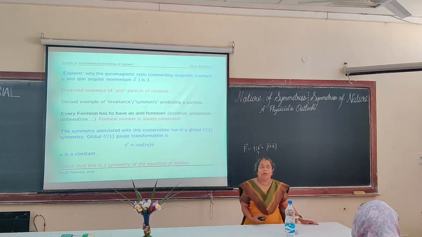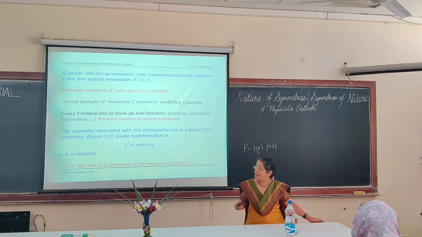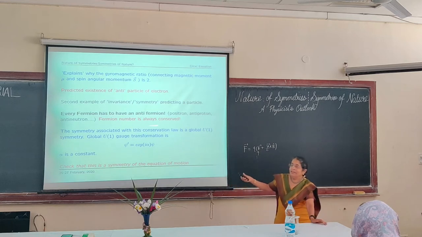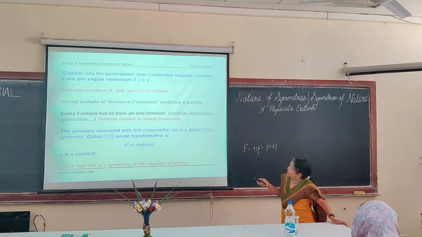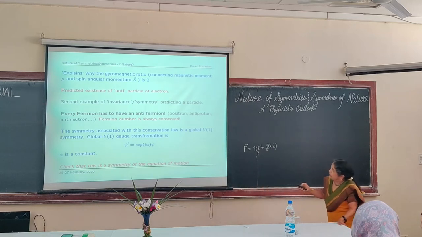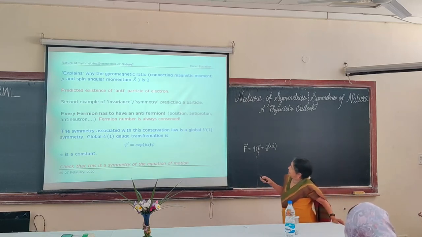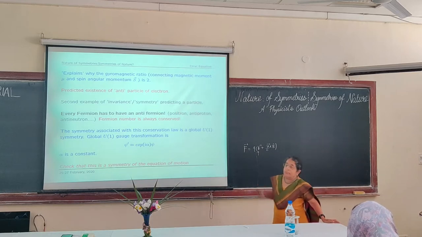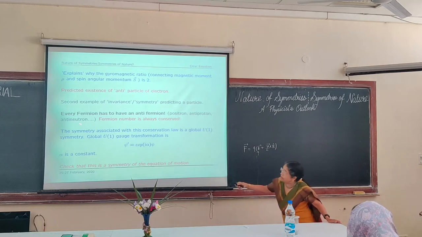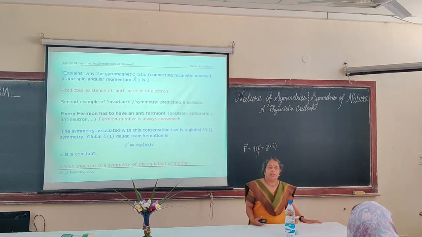Yesterday I gave you one example, namely that of the neutrino, a new particle that was predicted by Pauli based on requiring symmetries, that is, conservation laws. Here again, symmetry has predicted the existence of a particle. So in general, what it says is that each fermion has to have an antifermion: the positron is the antiparticle of the electron, the antiproton is the antiparticle of the proton, and the antineutron will be the antiparticle of the neutron.